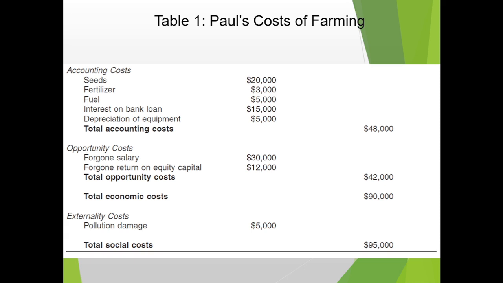Let's suppose that Paul is a farmer, and obviously he has to incur some expenses in order to perform the farming that he has to do. So when we talk about Paul's cost of farming, we have three different kinds of costs related to it. First one being the accounting cost, second one being the opportunity cost, and third one being the externality cost.